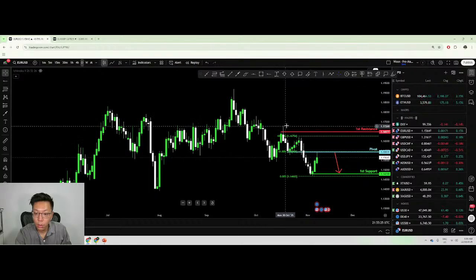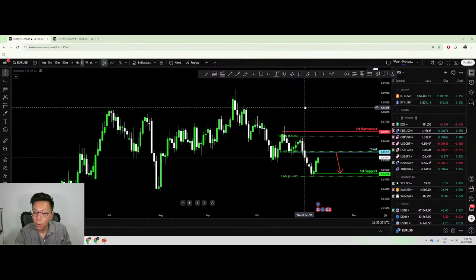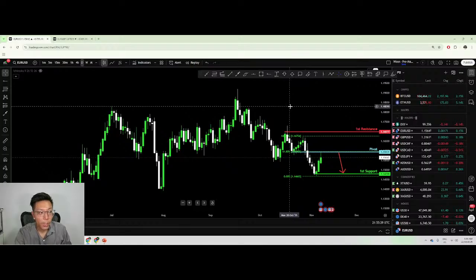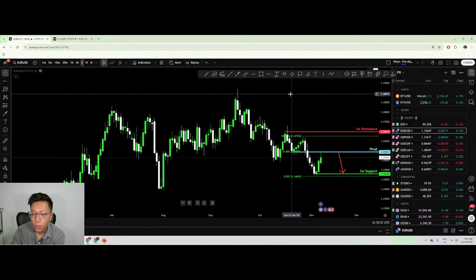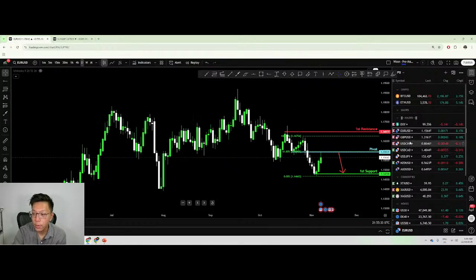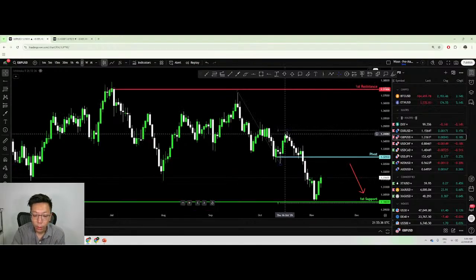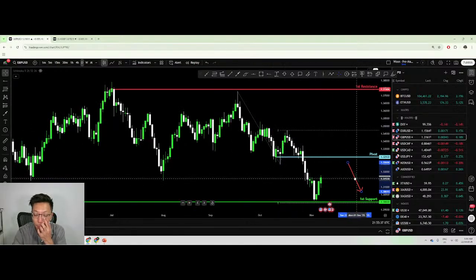See any other levels. Yeah, I think that is all for Euro Dollar. Should be pretty straightforward for this. Alright, so now let's move on to GBP USD.